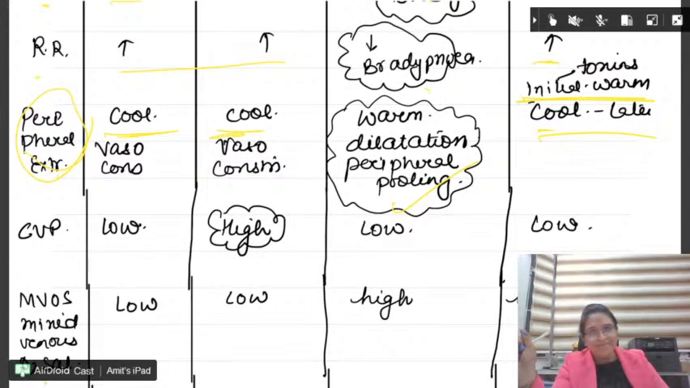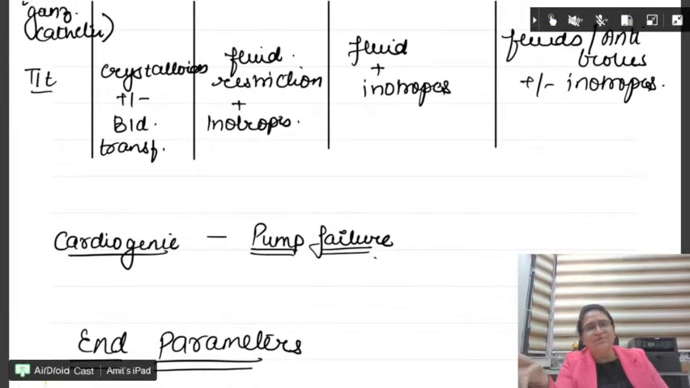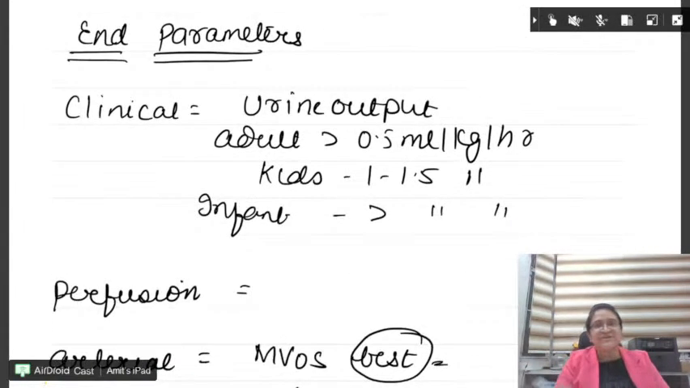Confusion over? Done? Next, this CVP. CVP, please remember, is low in three and high in cardiogenic. Next is the treatment. So treatment you have to know. We have to give crystalloids. We have to give blood transfusion if a lot of blood has been lost in hypovolemic, whereas inotropes are of use in the others. Done?